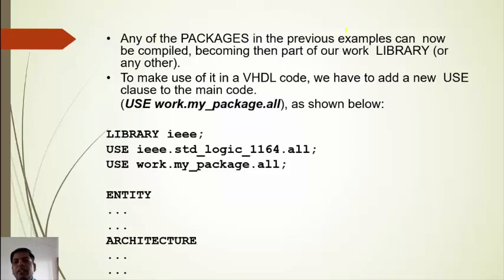Any of the packages in the previous examples can now be compiled, becoming then part of our work library or any other. To make use of it in a VHDL code, we have to add a new use clause to the main code: use work.my_package.all, as shown below. Library IEEE; use IEEE.std_logic_1164.all; use work.my_package.all; entity, some declaration; then architecture, some declaration, and end the architecture.